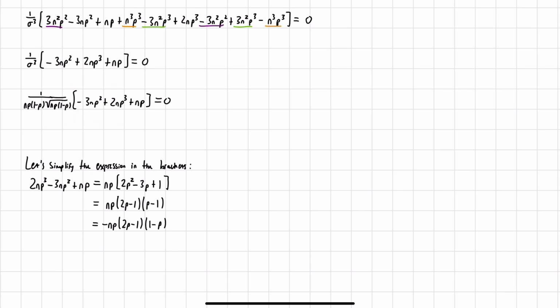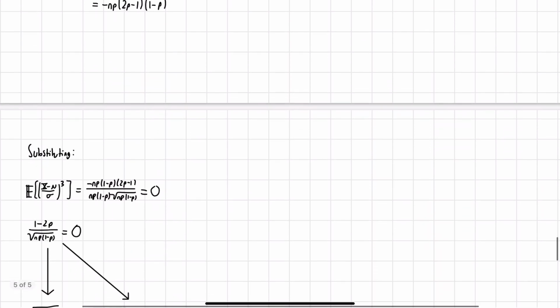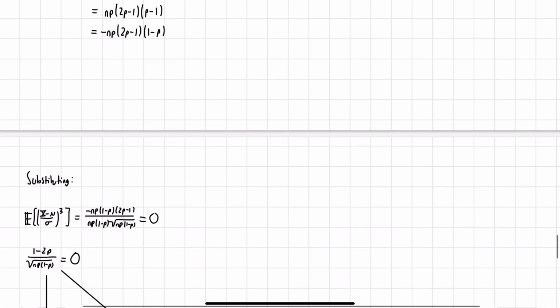And we can see that we can take out an n times p, and we get this expression right here. And this expression right here can be factored out into 2p minus 1 and p minus 1. And we're going to take a negative out from this expression in particular to get 1 minus p, because as you will see, we'll be able to do some simplification. So substituting back, we get this expression now.